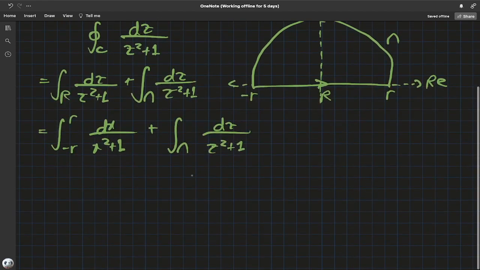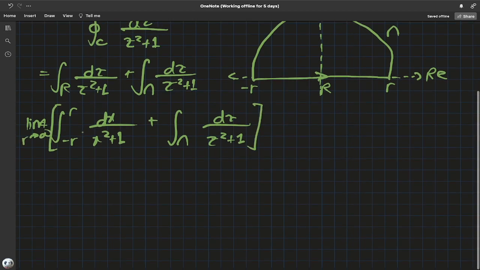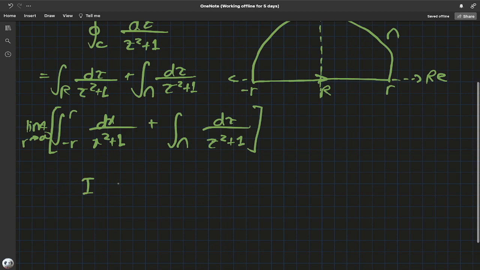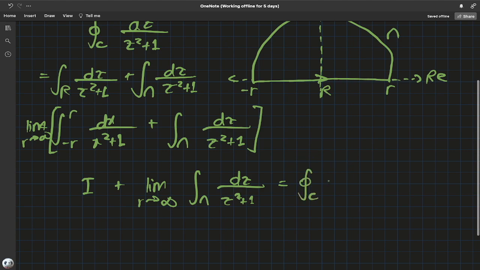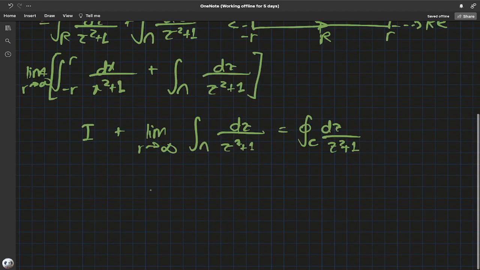And then when I take the limit as R goes to infinity, this just becomes the integral we wanted, plus this arc integral, which is something we need to check should go to 0. If it doesn't, then either our contour choice is wrong or this method won't work, because it's real life, this happens. This is still equal to the closed loop integral of dz over z squared plus 1.